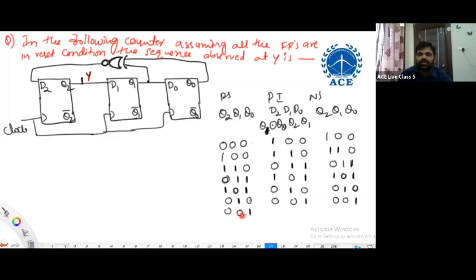Now Q1 XNOR Q0, 0 XNOR 1 is 0. Q2 is 0, Q1 is 0. What is the next data? 0, 0, 0. But what is asked? What is the sequence on Y? It is 0, 1, 1, 0, 1, 0, 0 and getting repeated.